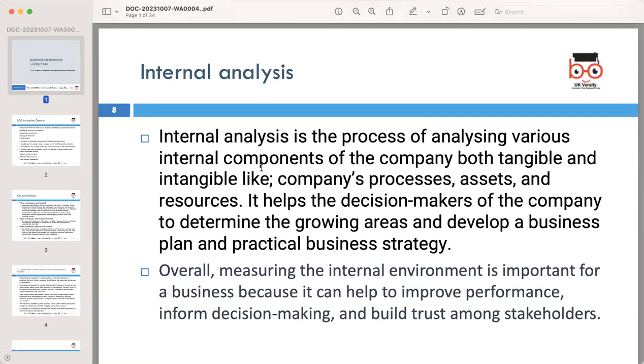So basically, internal analysis involves examining various components of the company, tangible and intangible, like processes, assets, and resources. It helps decision making, determines areas of growth, and develops practical business strategies. Any questions or comments, if anyone is there?